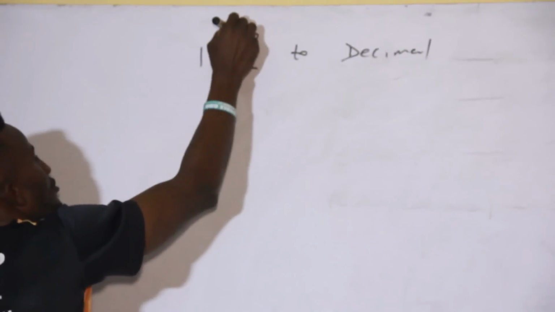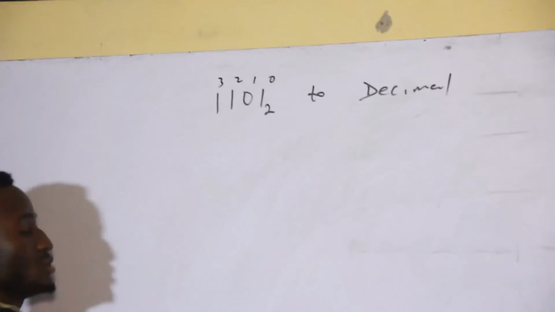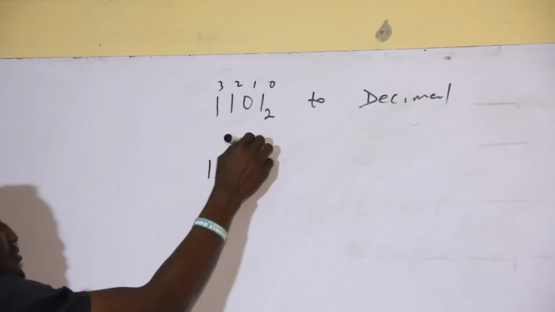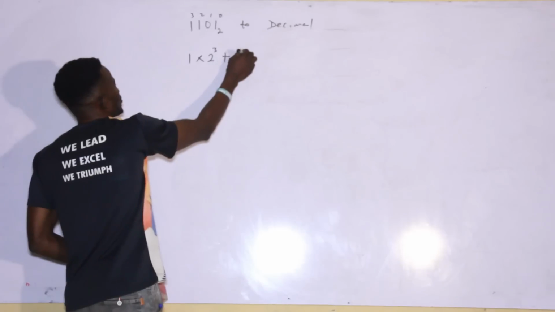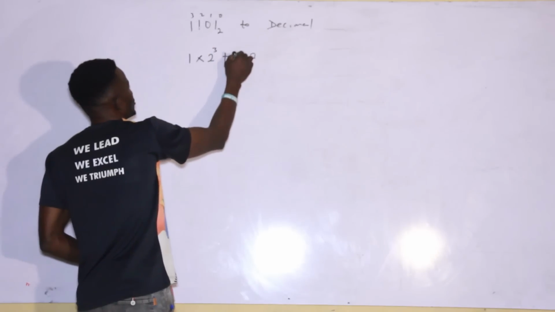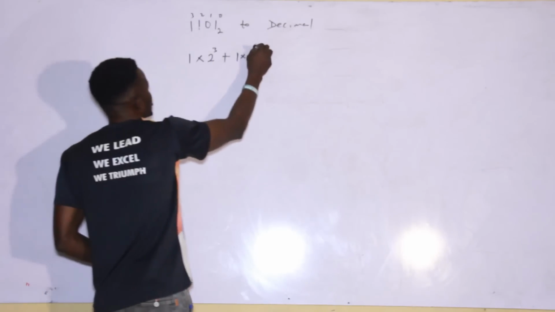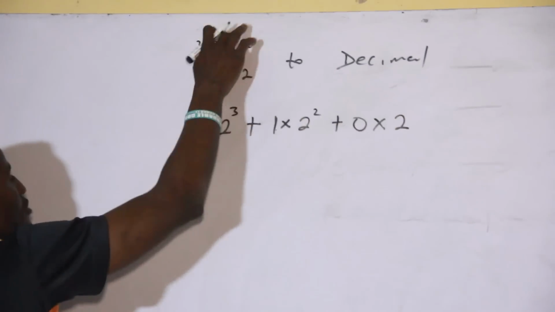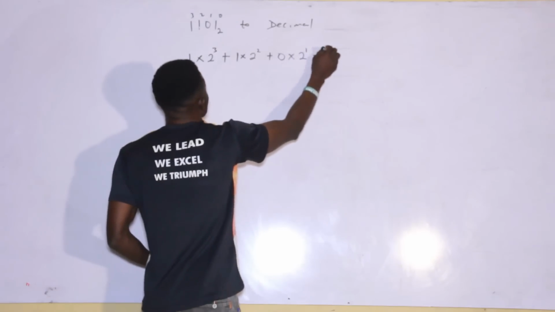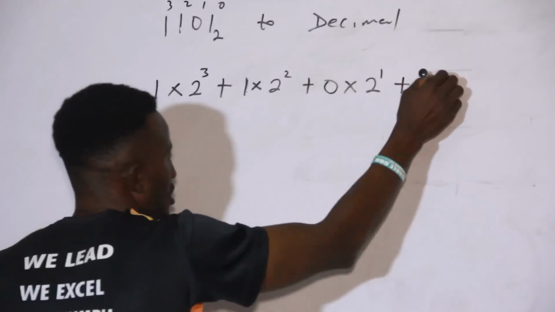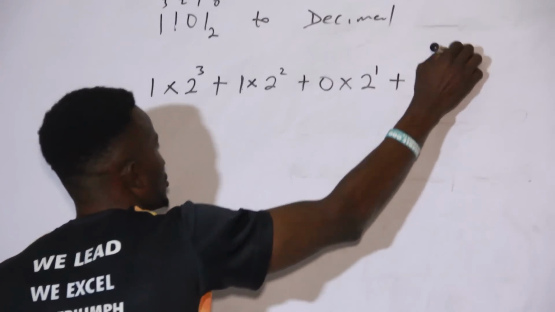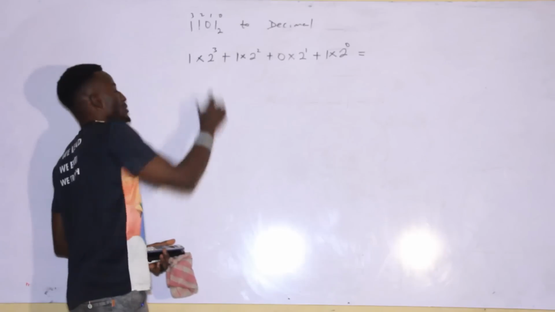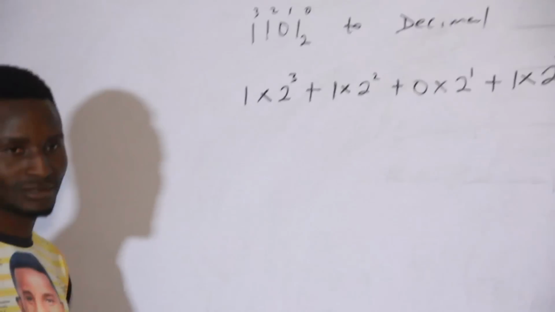You add 0, 1, 2, 3. So we now multiply. So this becomes 1 multiplied by 2 raised to power 3, plus 1 multiplied by 2 raised to power 2, plus this one is 0, 0 multiplied by 2 raised to power 1, plus the next one is 1 multiplied by 2 raised to power 0. Then if you check very well, 2 raised to power 3 will be 8.